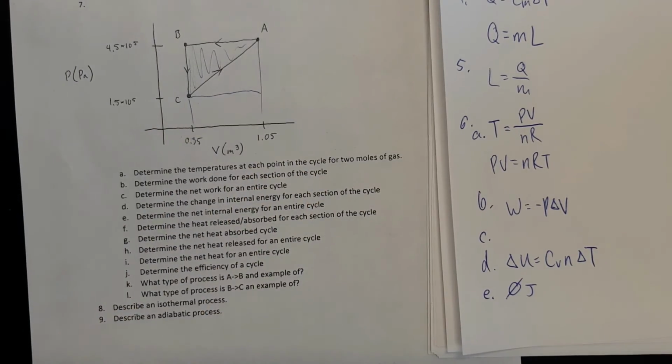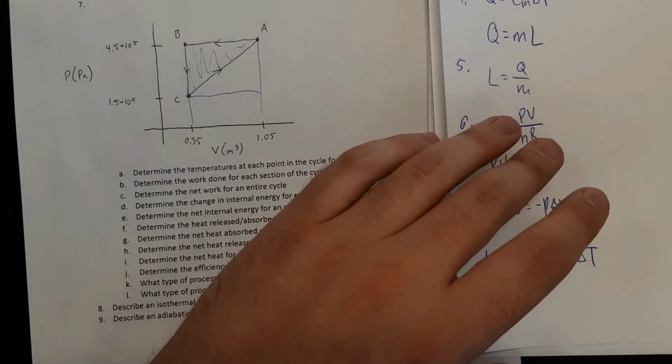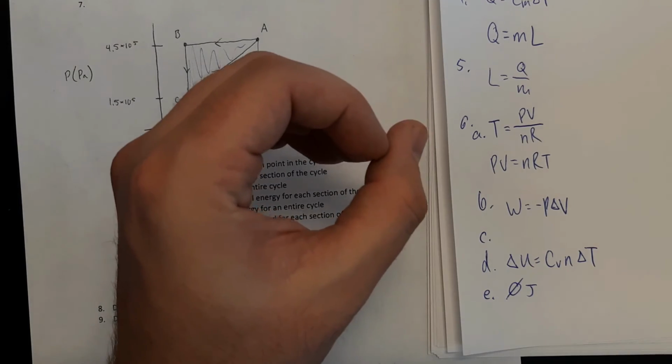So if you've ever got a full cycle ending up back at the point that you were at, your change in internal energy is 0.